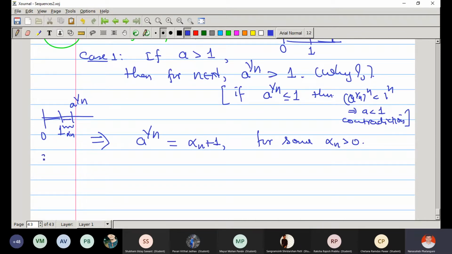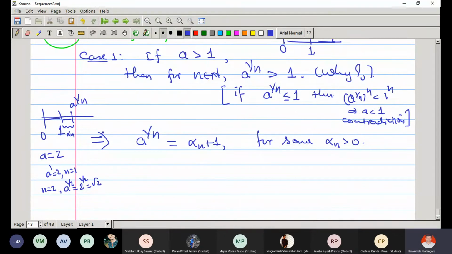For example, if a is equal to 2, then for n equal to 1, a raised to 1 is 2, correct? But if you take n equal to 2, then a raised to 1 by 2, that is 2 raised to 1 by 2, is square root of 2. Where is it?